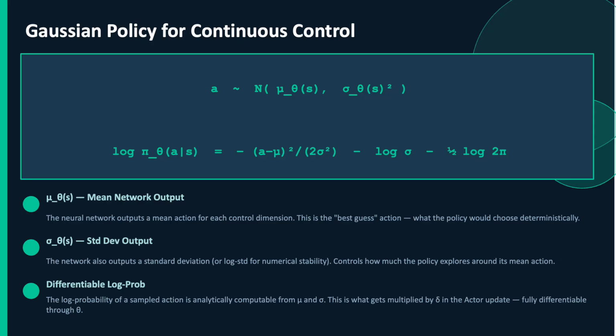The standard solution is a Gaussian policy. The actor network outputs a mean mu and standard deviation sigma for each action dimension, and the action is sampled from the resulting Gaussian distribution. Written mathematically, a is drawn from N(mu_theta(s), sigma_theta(s)^2). The subscript theta makes explicit that both the mean and variance are functions of the state, computed by the neural network.